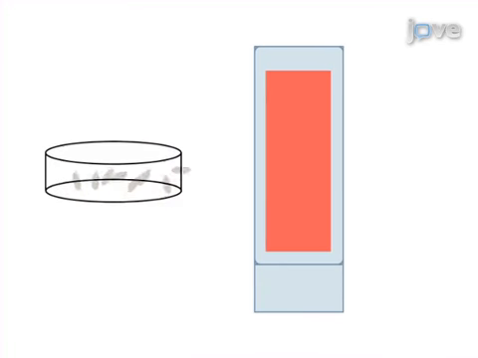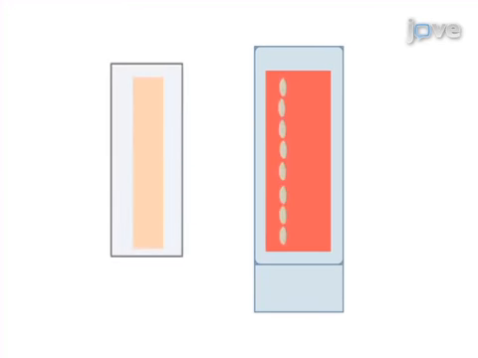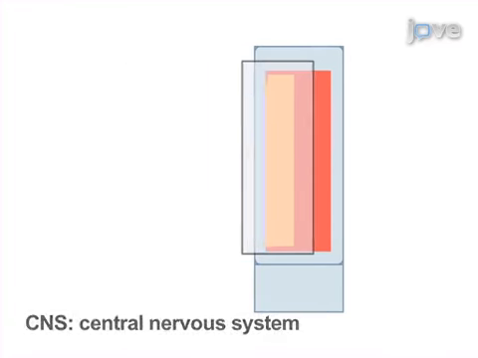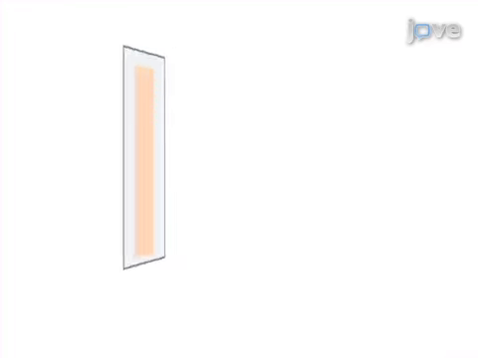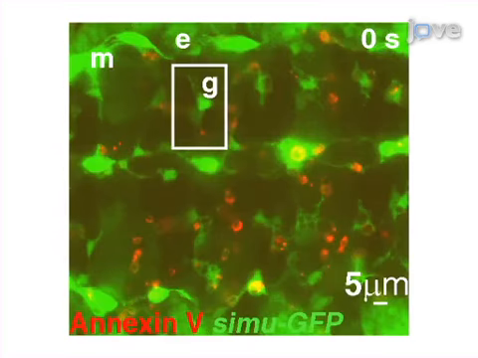Next, the embryos are positioned for injection, followed by monitoring of the CNS. The third step is the labeling of apoptotic cells by injecting the embryos with specific apoptosis phagocytosis markers, such as annexin V. The final step is to make time-lapse recordings of the embryonic CNS using confocal microscopy.